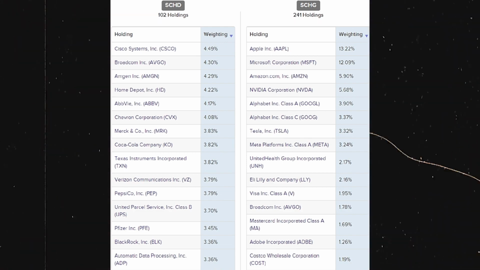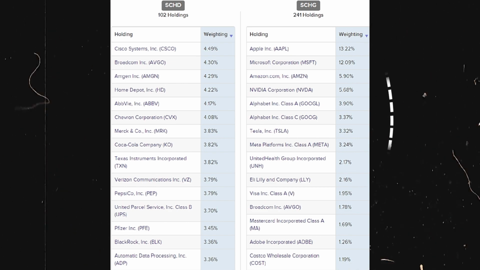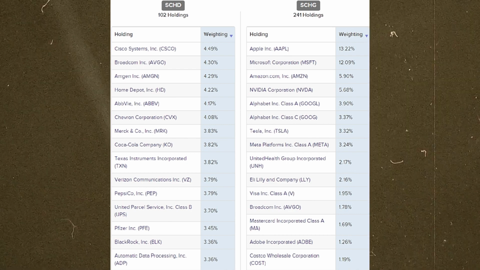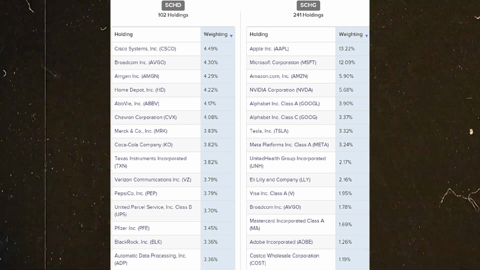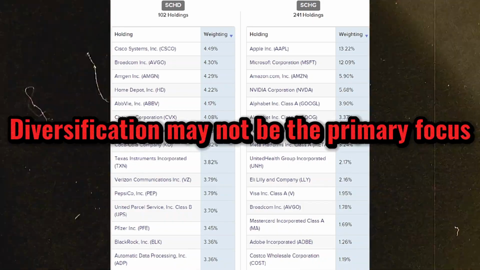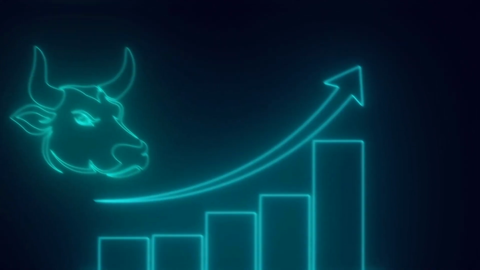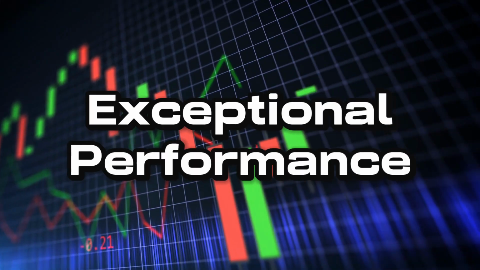Meanwhile, SCHG has 241 different investments in its basket, and it's able to maintain a higher level of diversification to reduce idiosyncratic risk from each company. The top 10 holdings in SCHG feature tech giants like Apple, Microsoft, Amazon, Nvidia, Alphabet, Tesla, Meta, United Health Group, and Eli Lilly. Let's be real though, when your top 10 holdings include heavyweight giants like these, diversification may not be the primary focus. When the market shifts into a bullish phase, companies of this magnitude tend to take center stage and deliver exceptional performance.